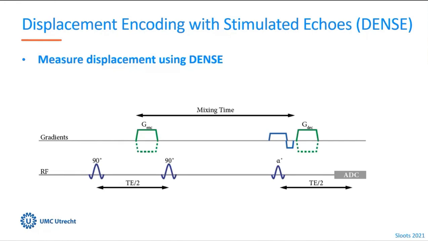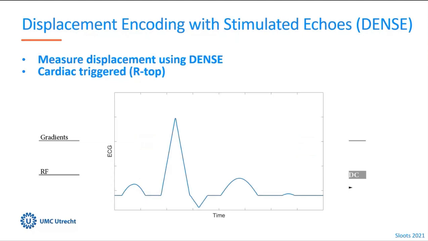And that's an acquisition technique with an encoding and decoding gradient with a mixing time in between. And since this mixing time is relatively long, very small displacements can occur, and therefore during the acquisition you use cardiac triggering. In this case, we use triggering based on the ECG signal. We look at the R-top of the ECG, and then after the R-top acquisition takes place over the cardiac cycle in order to cover the whole or at least a part of it.